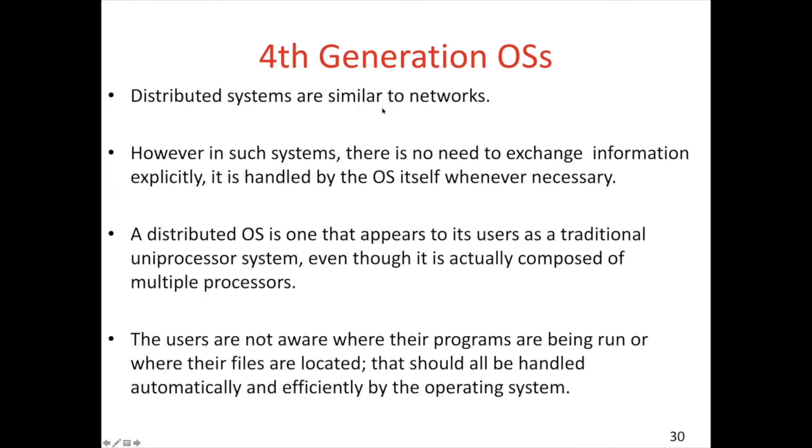Distributed systems are similar to networks. However, in such systems, there is no need to exchange information explicitly. It is handled by the operating system itself whenever necessary. A distributed operating system is one that appears to its users as a traditional uniprocessor system, even though it is actually composed of multiple processors. The users are not aware where their programs are being run or where their files are located. That should all be handled automatically and efficiently by the operating system.